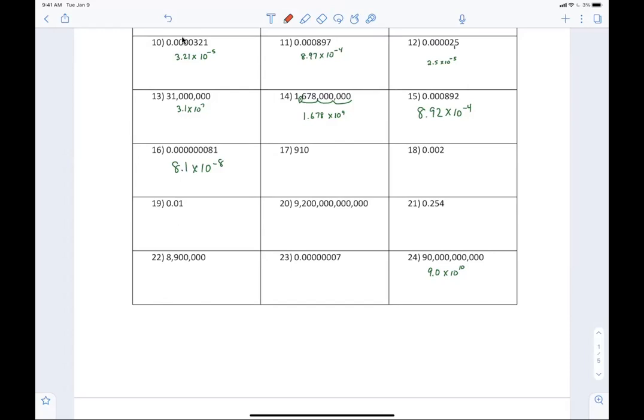What would we do about number 17 when it just says 910? So it'll be 9.1 times 10 to the second. 9.1 times 10 to the second. You've been good now. You with me on that? 3, 6, 9.